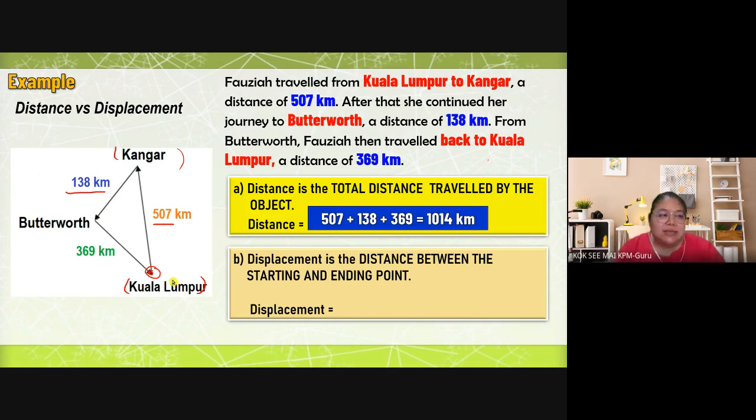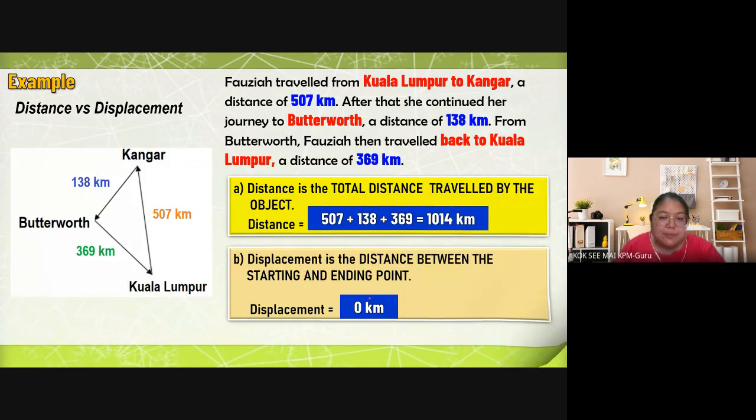Yes, 0 kilometers, because you go and come back. They say there's a distance between the starting and ending points. Your starting point is KL, and finally you also go back to KL. So the final answer is actually 0 kilometers. Okay, so this is the difference between distance and displacement.